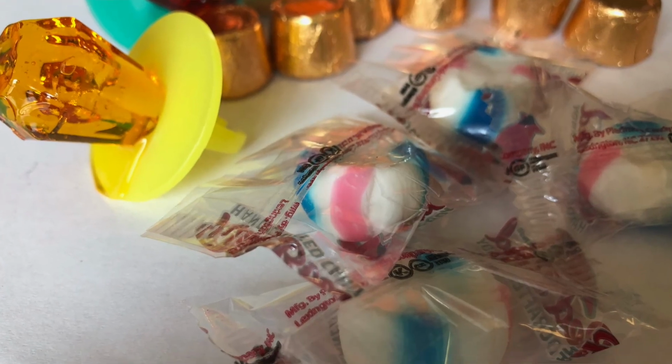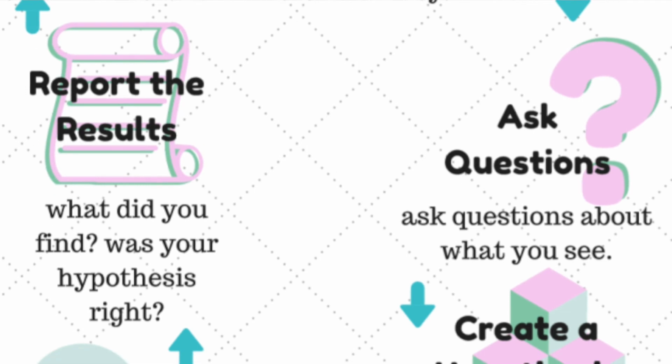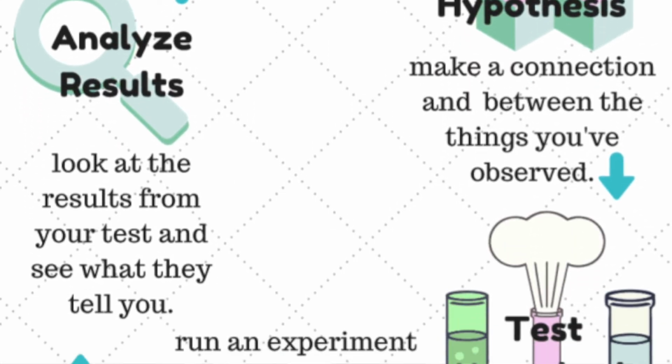This is what you are going to need. Different types of candy, the scientific method chart, which you can download, also located in the description below, a piece of paper, and a pencil. And this is what you are going to do.